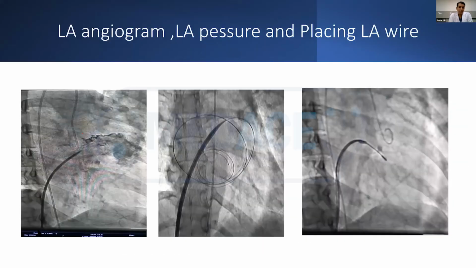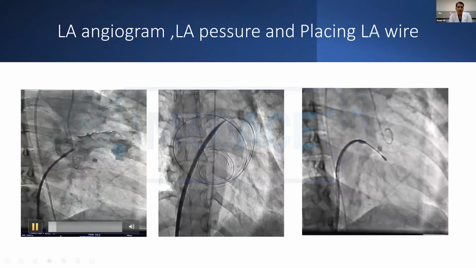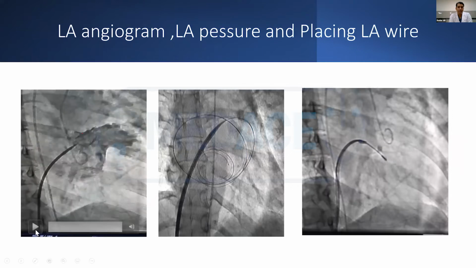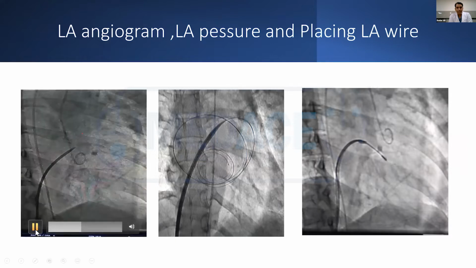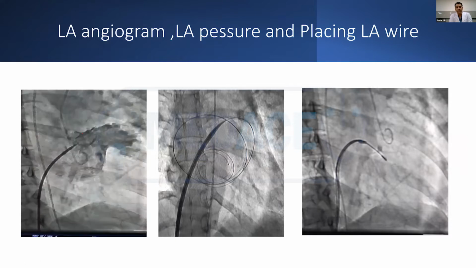After doing the puncture, we take out the needle, and through the dilator we can do an LA gram, confirming the dilator is in the LA. We put our pigtail LA wire in the LA and take the dilator out. We take the LA pressure here as well.